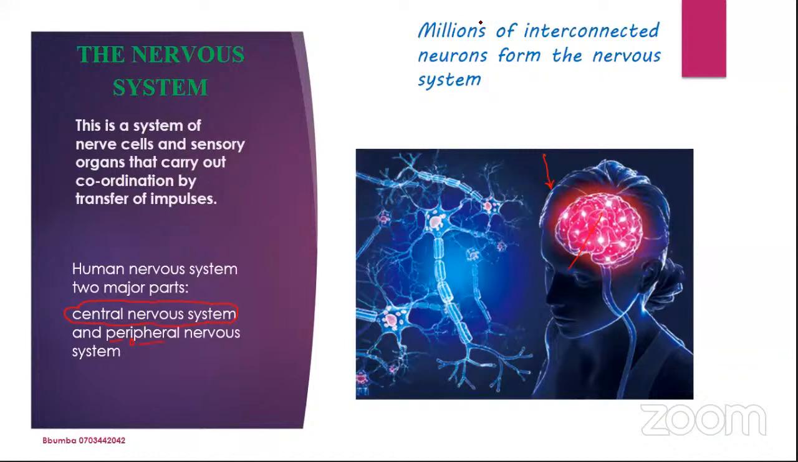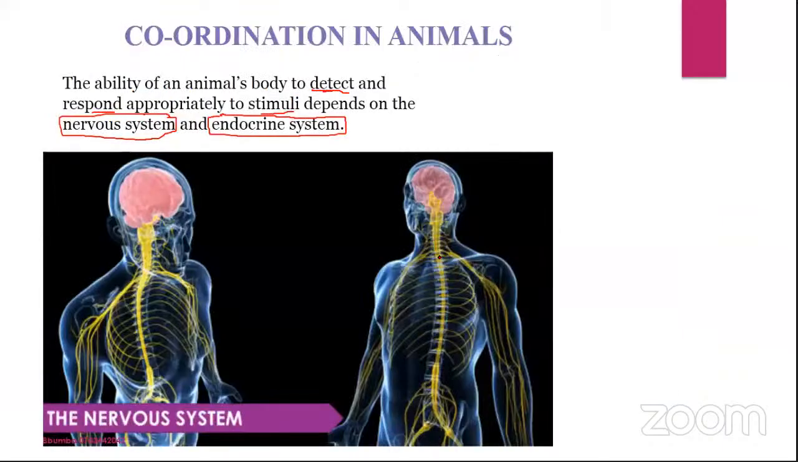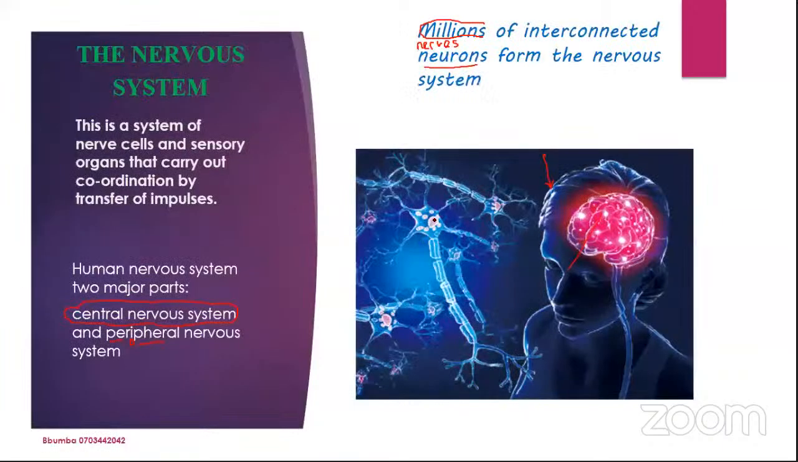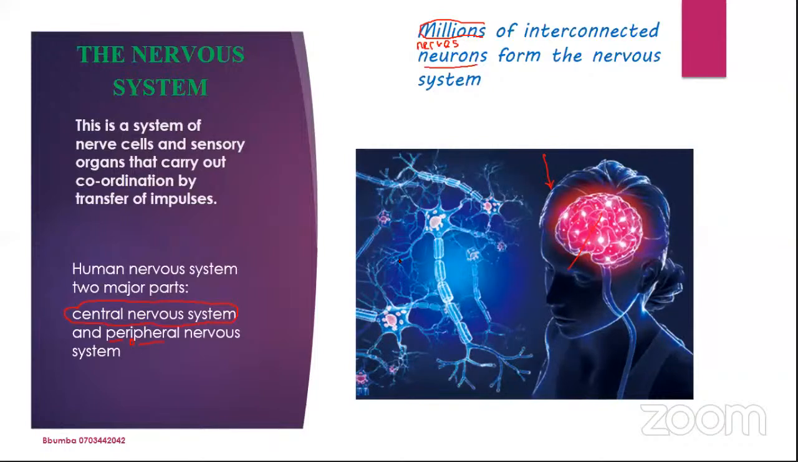And those nerve cells are in millions. They're in millions of interconnected neurons. Now, this word neuron, if it is confusing you, you can use the word nerve cell, or nerves. If you don't want to call them nerves, you can call them neurons. Now, they form the nervous system. And here is a picture of the motor neuron, and you can see how they are interconnected.